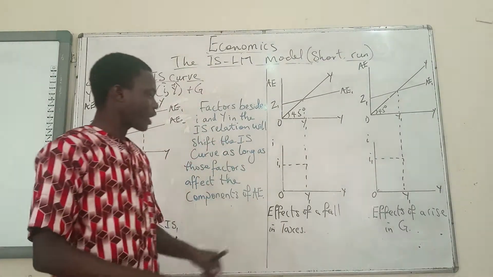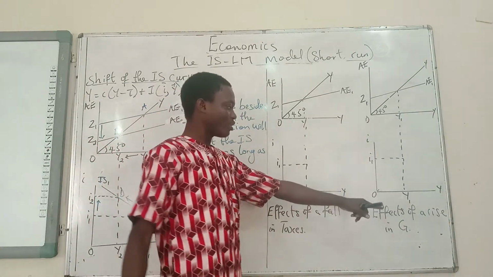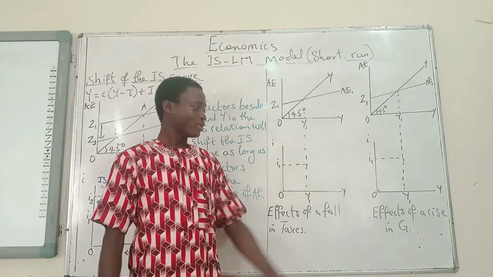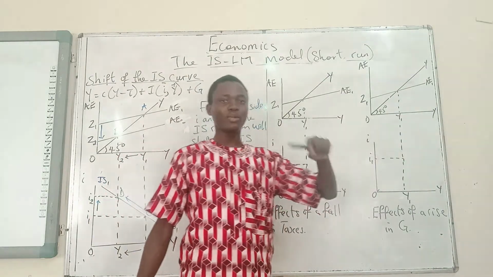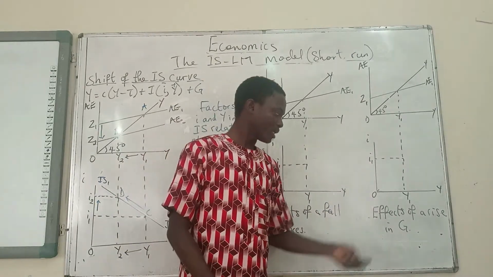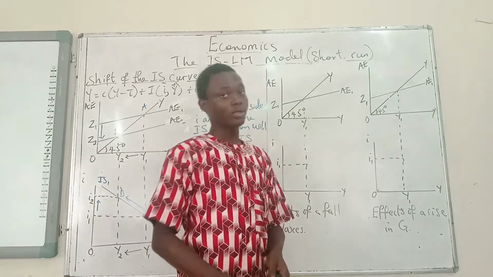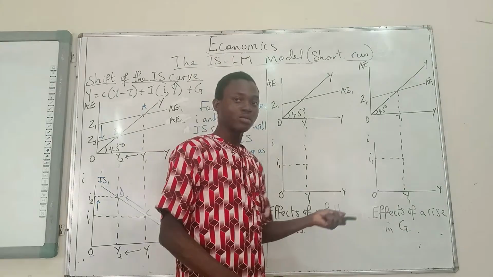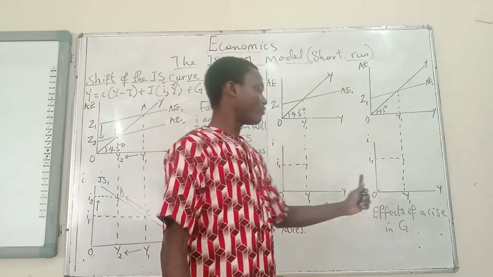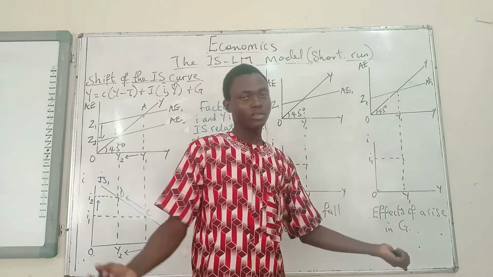We also have the effect of a rise in G, a rise in government spending. It's still about the government. A rise in government spending puts more money into circulation, and it multiplies. So that is also called an expansionary fiscal policy. If taxes were to be increased, or government spending were to be reduced, that would be a contractionary fiscal policy.